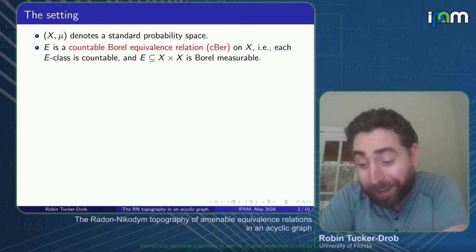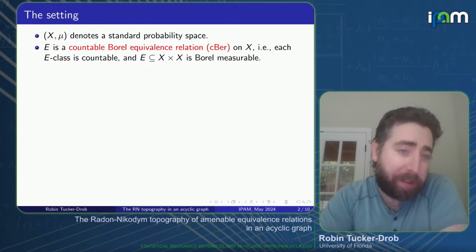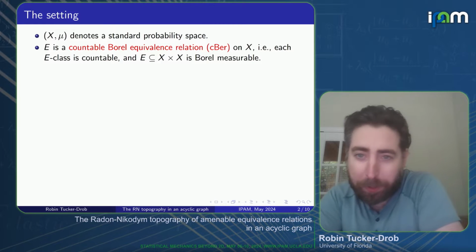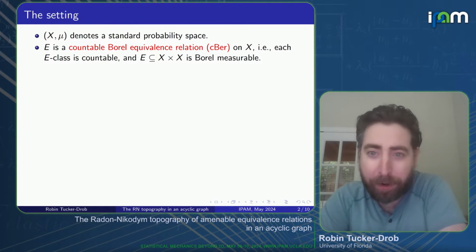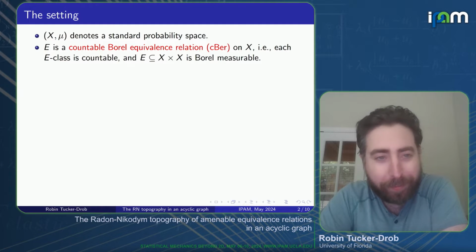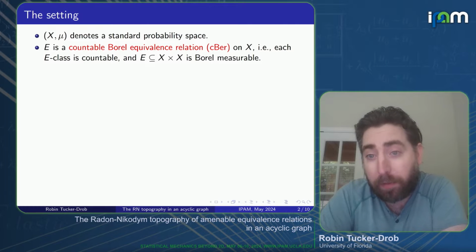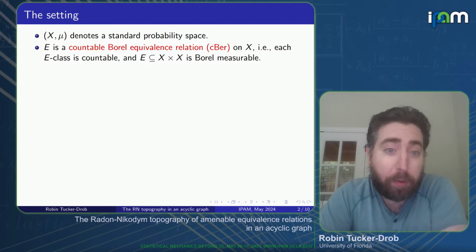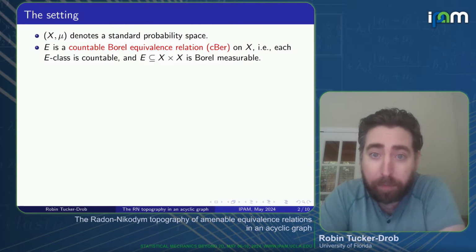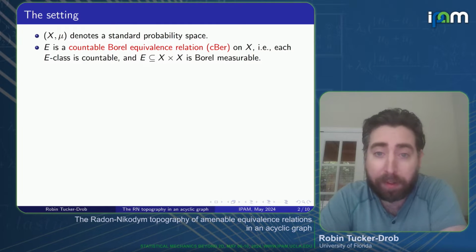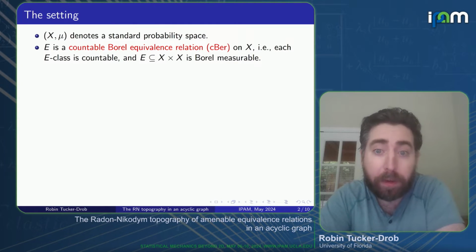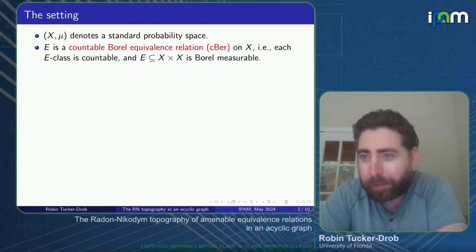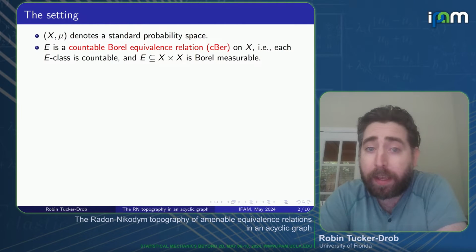E is always going to denote a countable Borel equivalence relation, which has this funky abbreviation, because it's a lot to say otherwise and to fit on a slide. So a countable Borel equivalence relation on X. What that means is, it's an equivalence relation, and when we say it's Borel on a standard probability space, it means that the underlying sigma algebra is standard Borel. So it's where we took something like the unit interval with its Borel sigma algebra, and then forgot all about the topological structure. We just have the sigma algebra there.